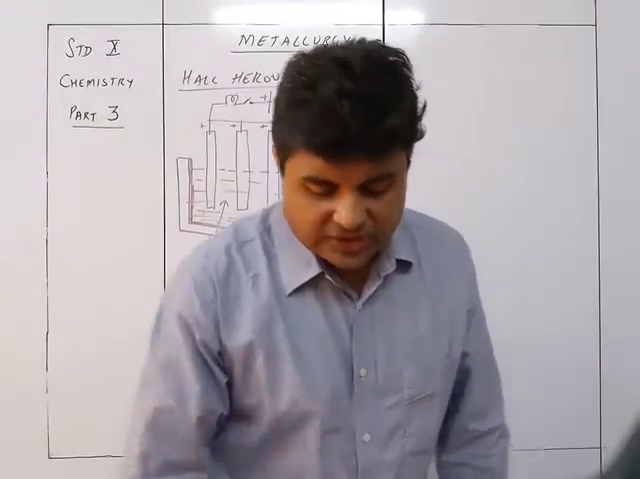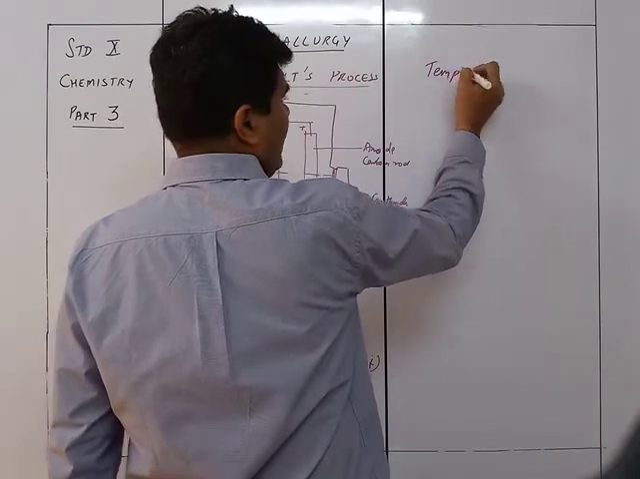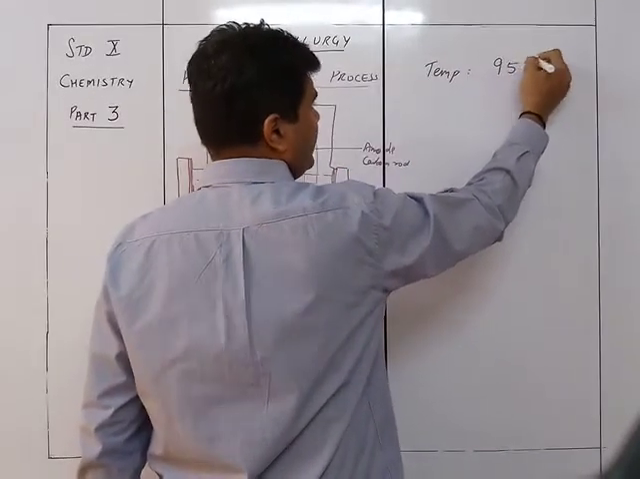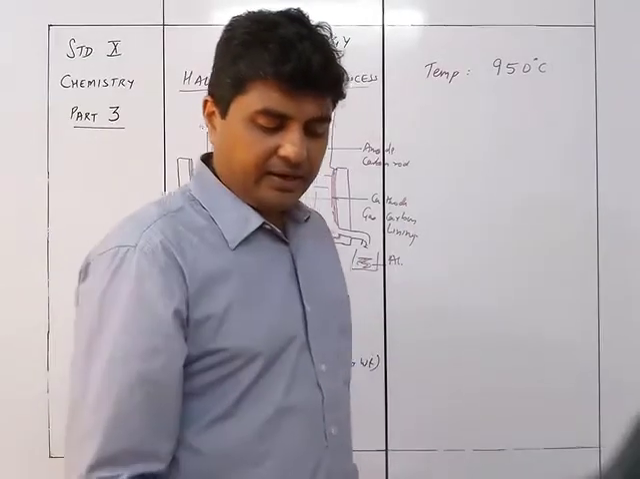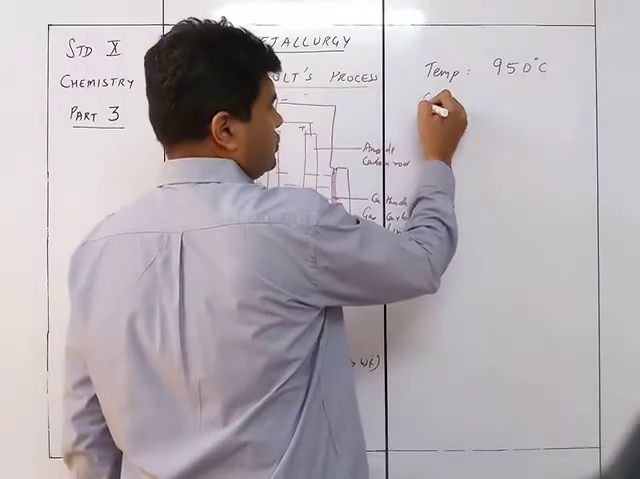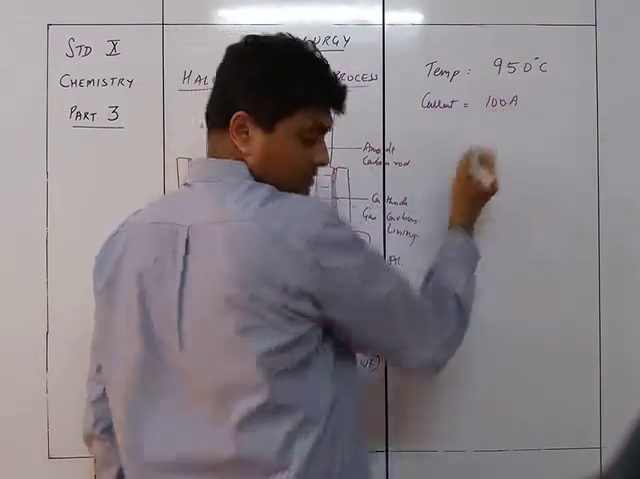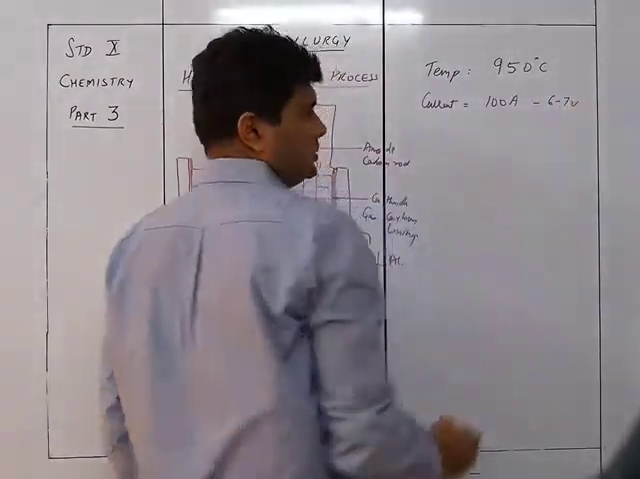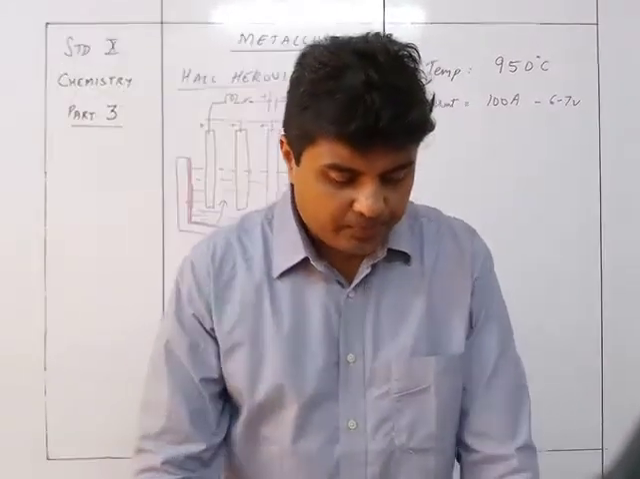The temperature required for this whole process is 950 degrees Celsius. The current required will be 100 amperes at 6 to 7 volts. So 6 to 7 volts but 100 amperes, that's a huge amount of current.